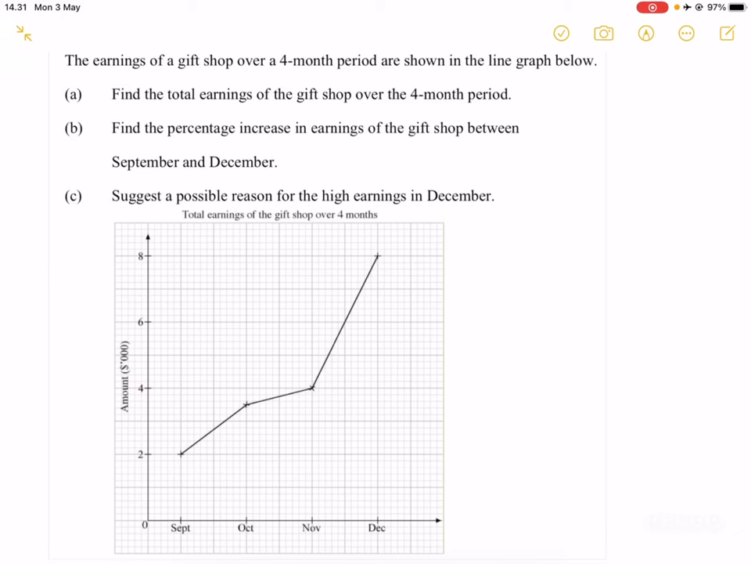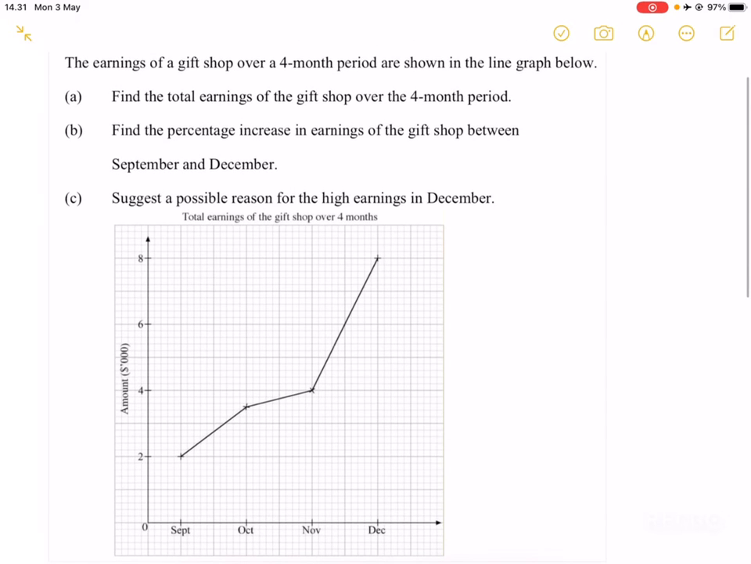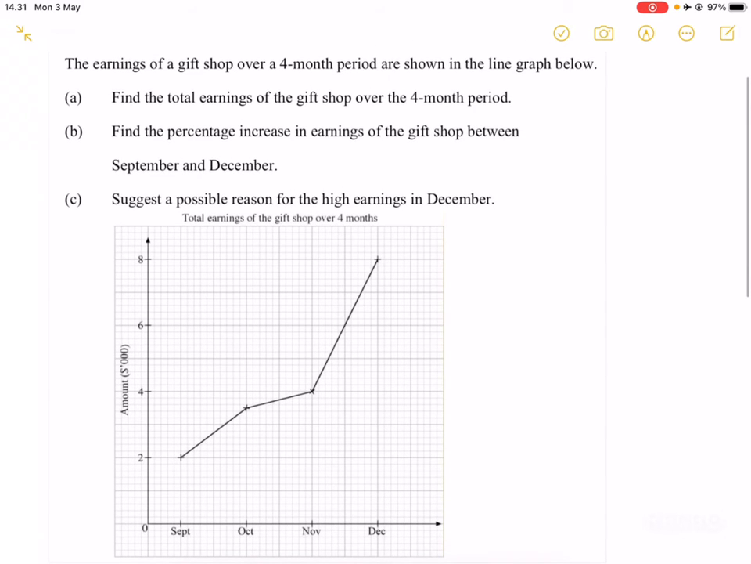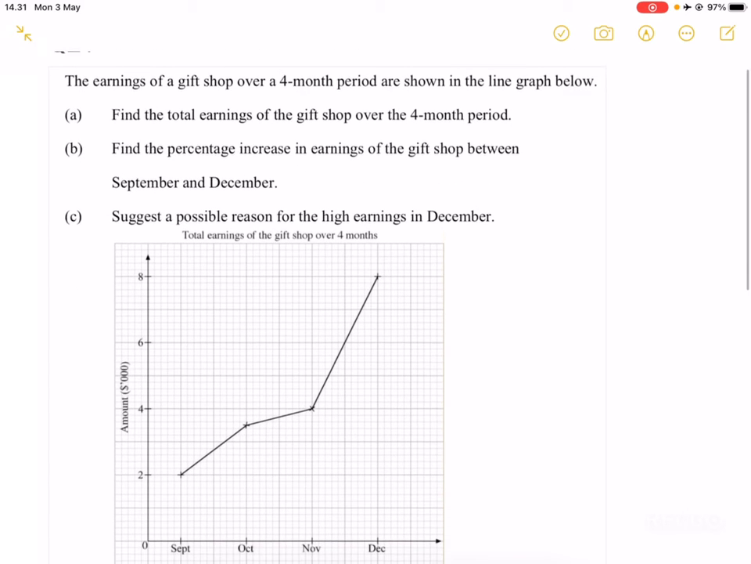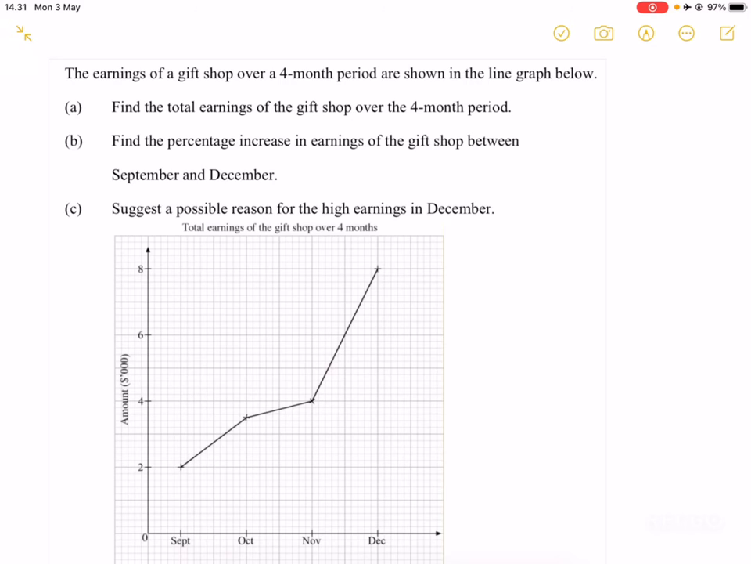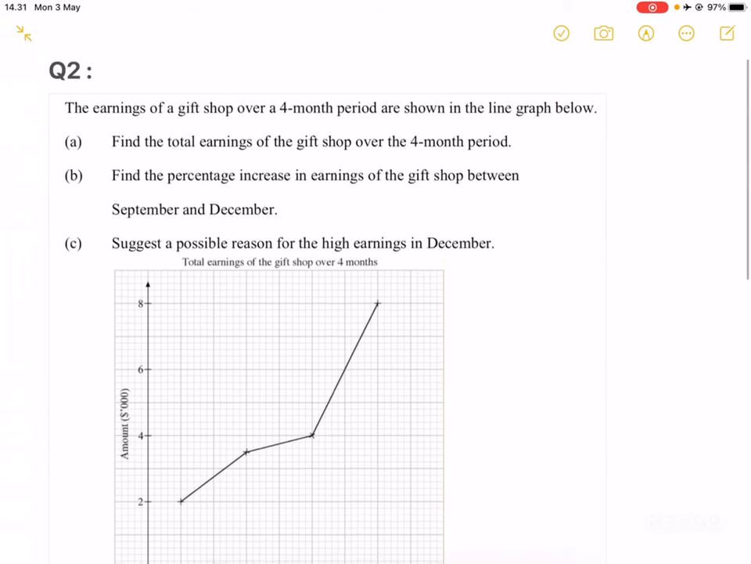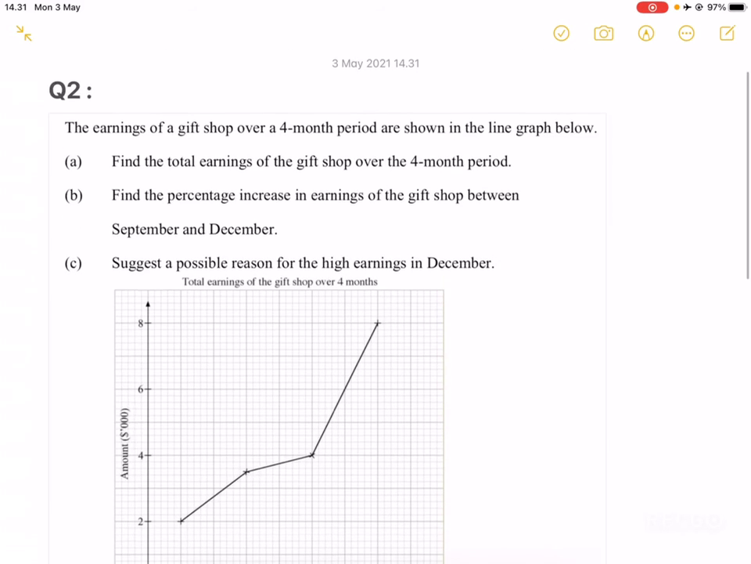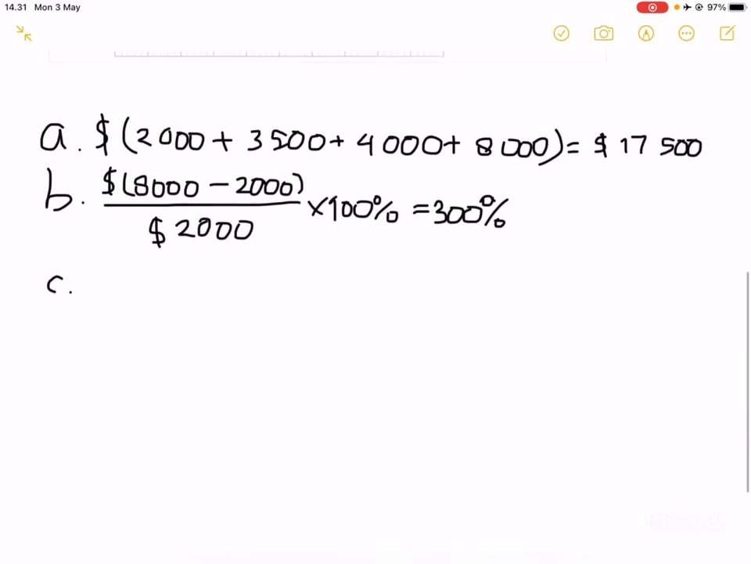So a possible reason, in my opinion, is that in December there is a celebration of Christmas and New Year, which will probably be a banger for the earnings of that gift shop. So that probably explains why. But again, you can suggest some possible reasons in the comments down below for number 2C. Alright, so that's been number 2.